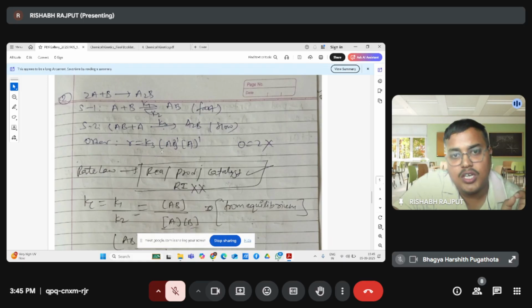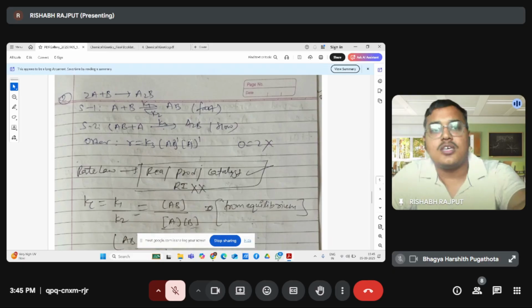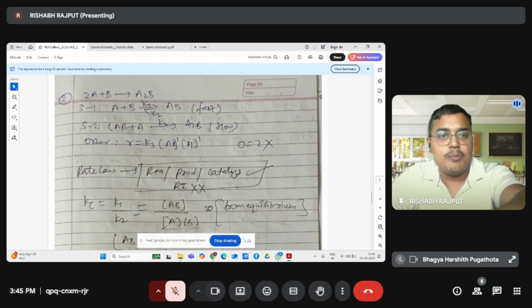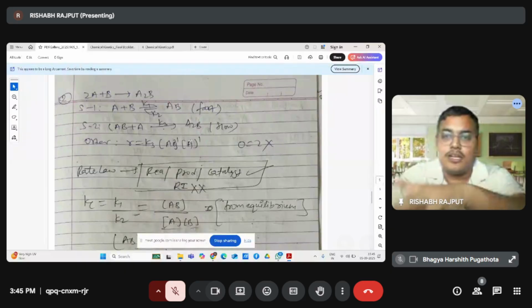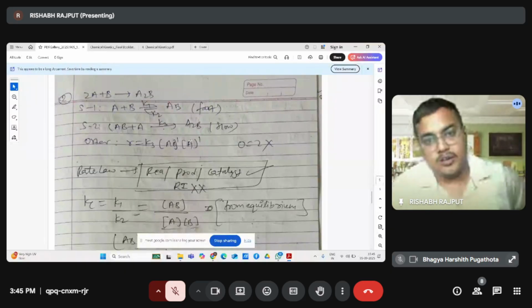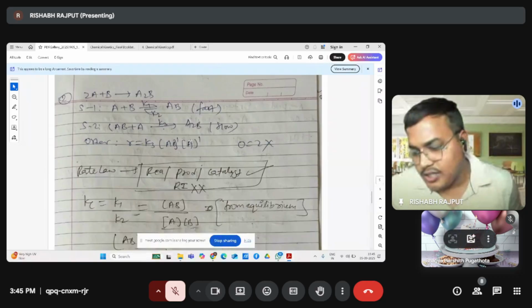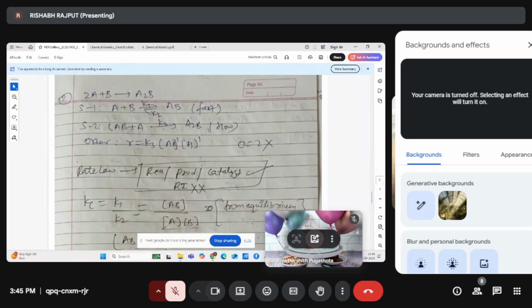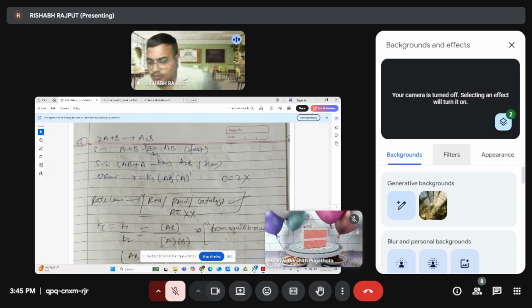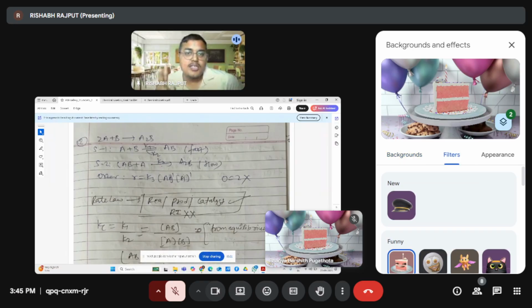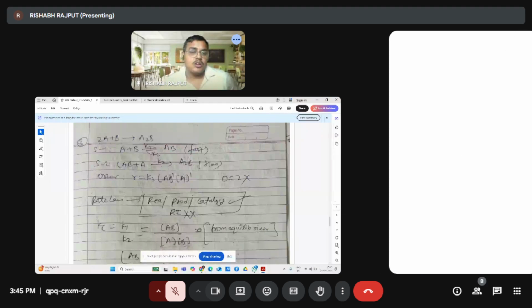I wrote R equal to K3 into AB power 1 into A power 1 from the slow step, because we are focusing on the slow step, AB plus A. But I am telling you this is not right. Harshit, if your first step is slow, then you can follow whatever I told. But if your second step is slow, then you can't write like this.